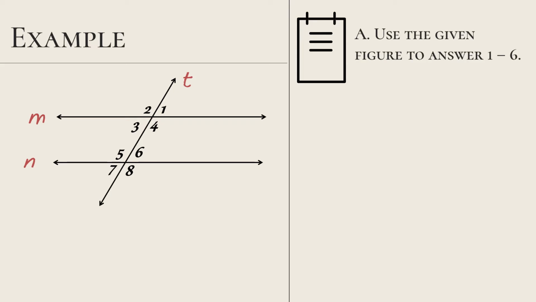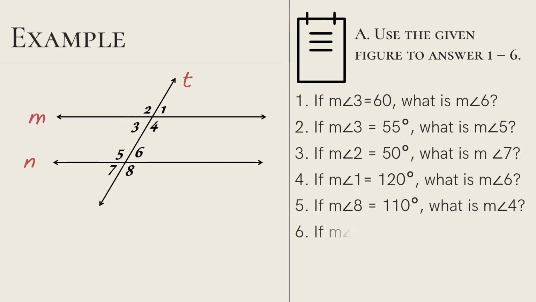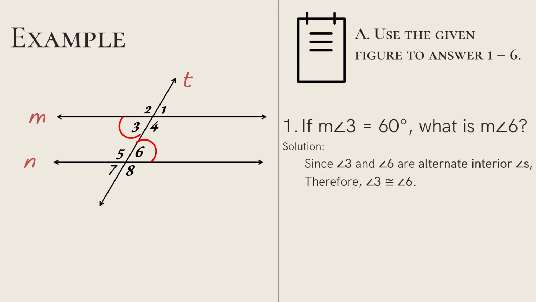Let's have an example. Let us use the given figure to answer items 1 to 6. For question number 1, if the measure of angle 3 is equal to 60 degrees, what is the measure of angle 6? To better understand this, let us mark angle 3 and angle 6. Since angle 3 and angle 6 are alternate interior angles, therefore, angle 3 is congruent to angle 6.